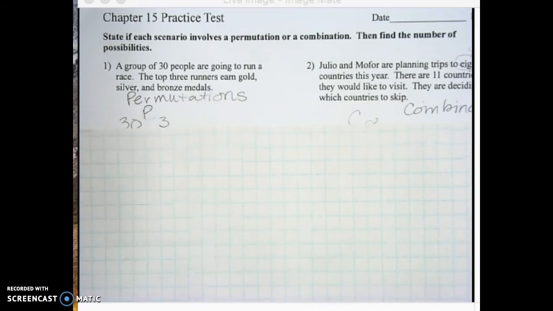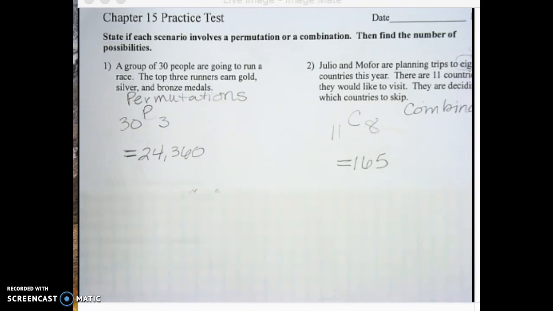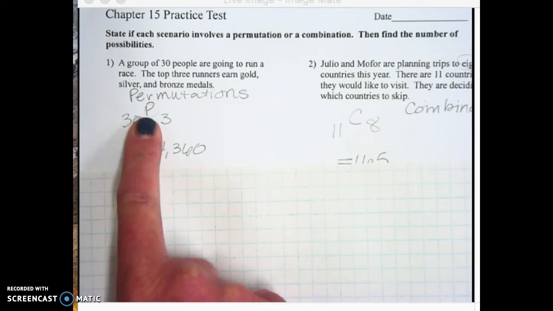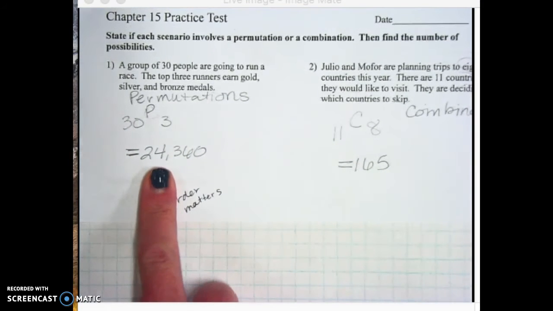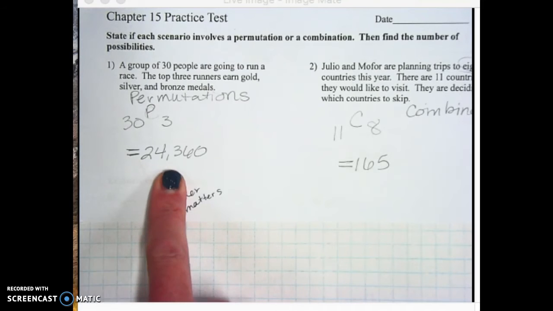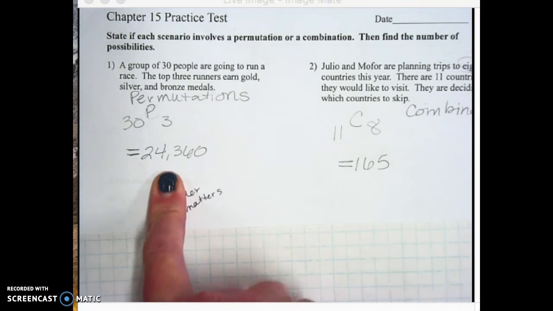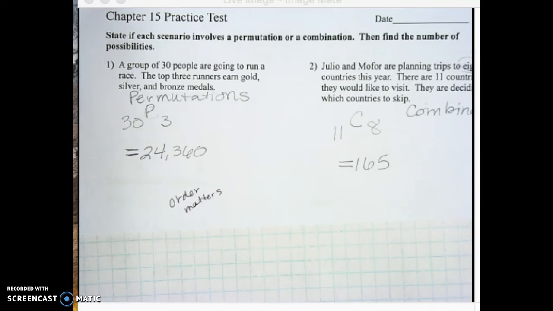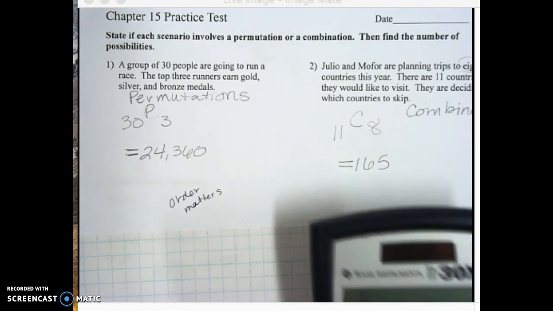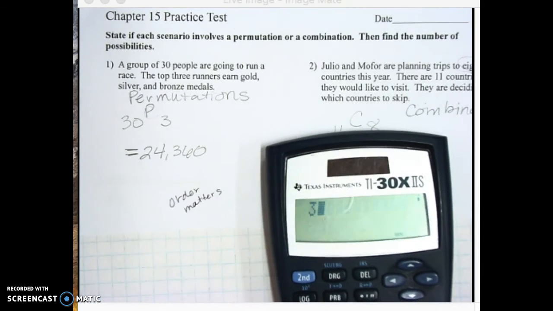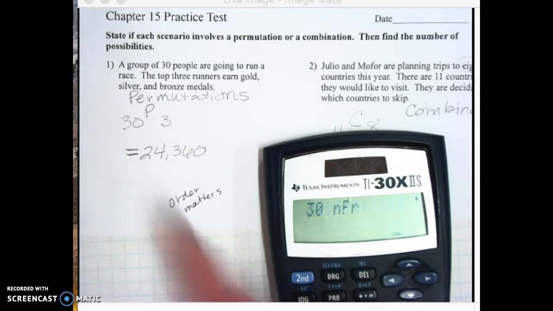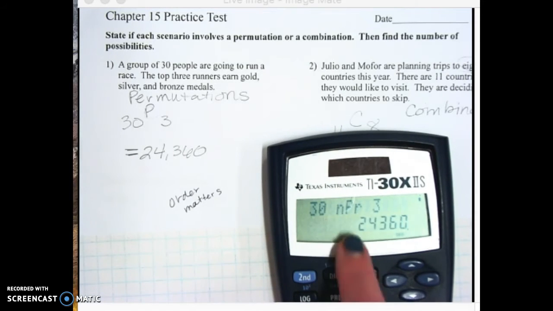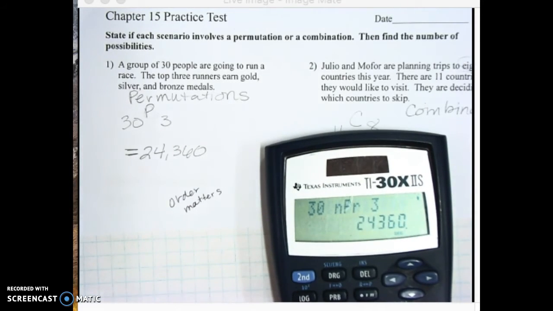This one's a permutation. And so you're going to do 30P3 and just type it in your calculator and you'll get 24,360. And here's how you type it in your calculator. You want to type in the 30 first, probability button. First one, hit enter, and then 3, hit enter, and you'll get 24,360.